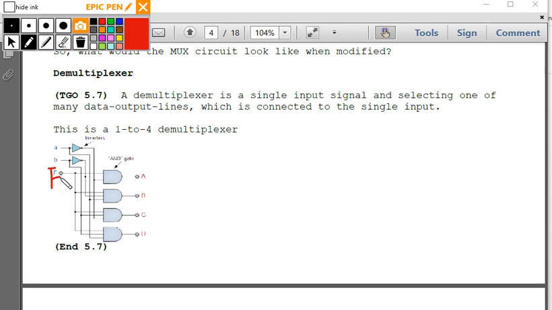And if you look at, I'm going to read the definition. I'm going to zoom in on this drawing. A demultiplexer is a single input and selecting one of the many data output lines which is connected to the single input. So here's what that means.